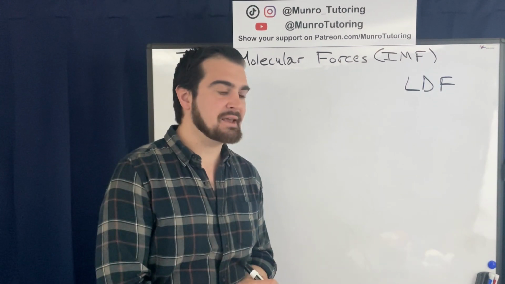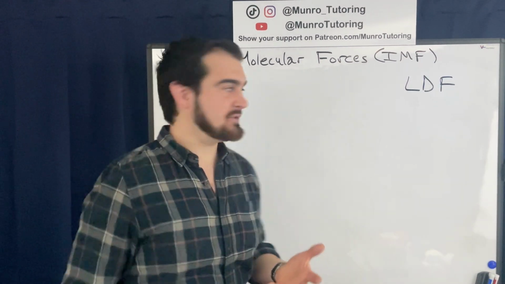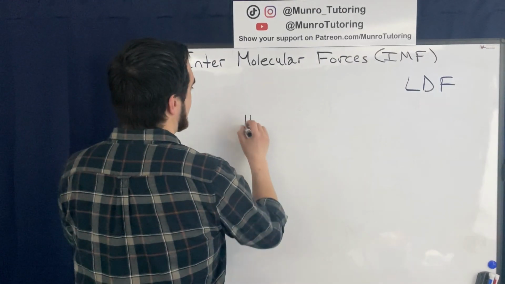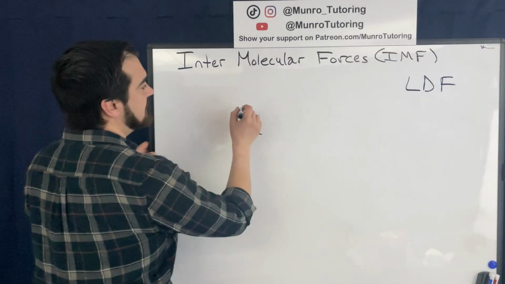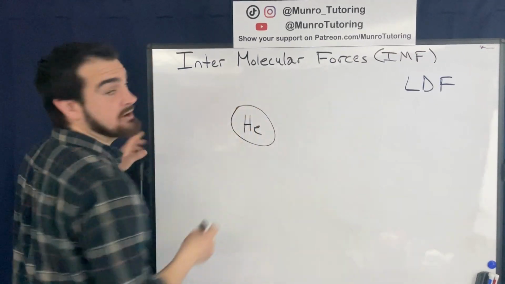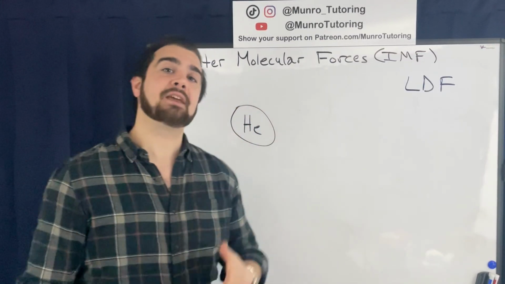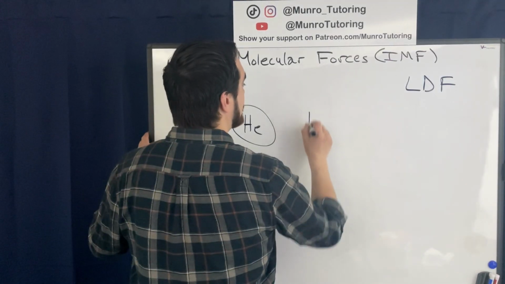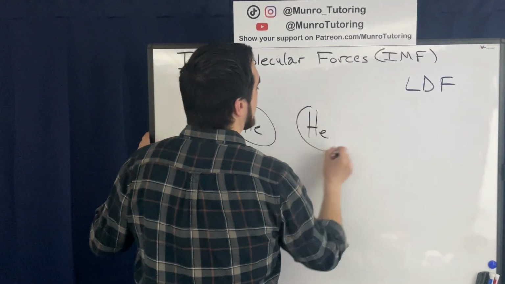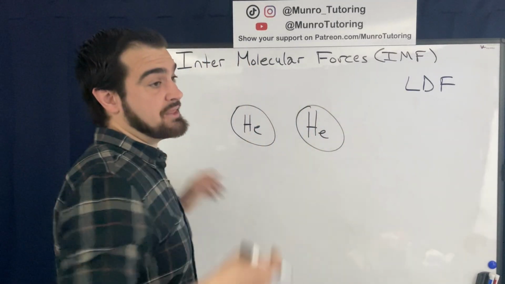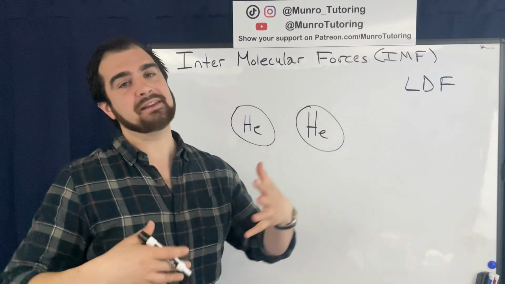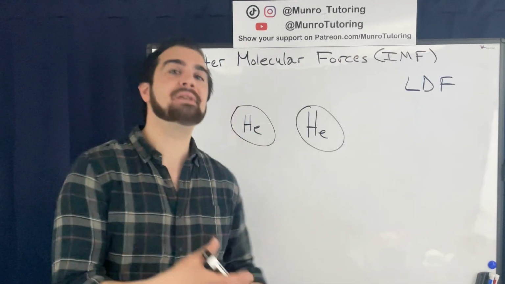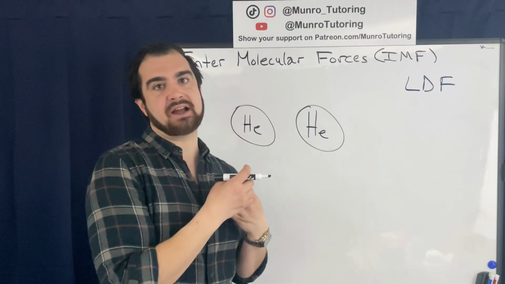I'm going to take an atom like helium, okay? So helium is a noble gas. Let's say we have a helium atom, and it has its electron cloud around it, okay? Now, let's say we have another helium atom next to it, and it's over here. Now, let's just say that in some instantaneous moment, the electrons in this helium atom happen to be kind of crowded off to one side, right?